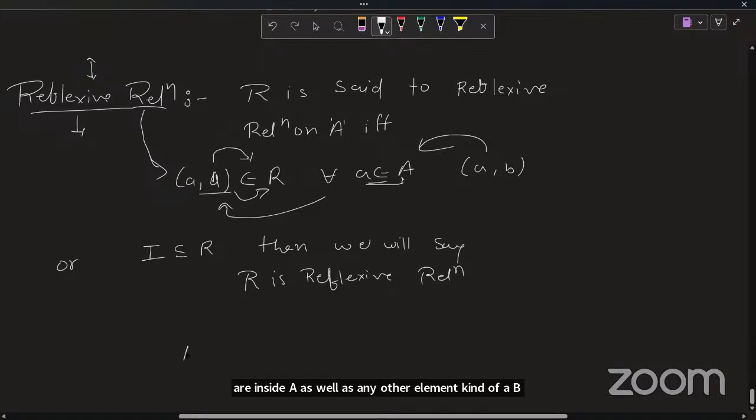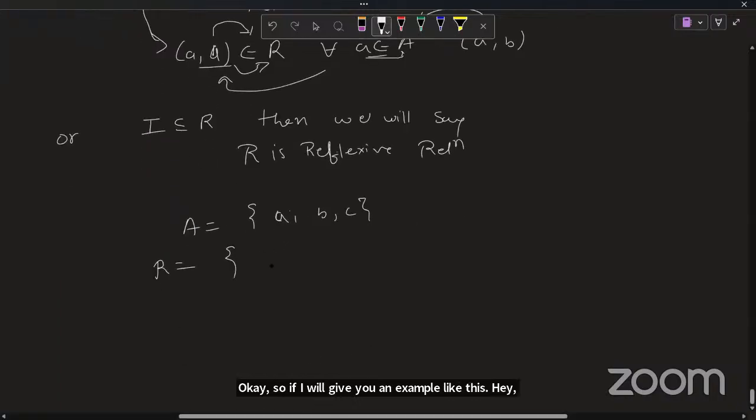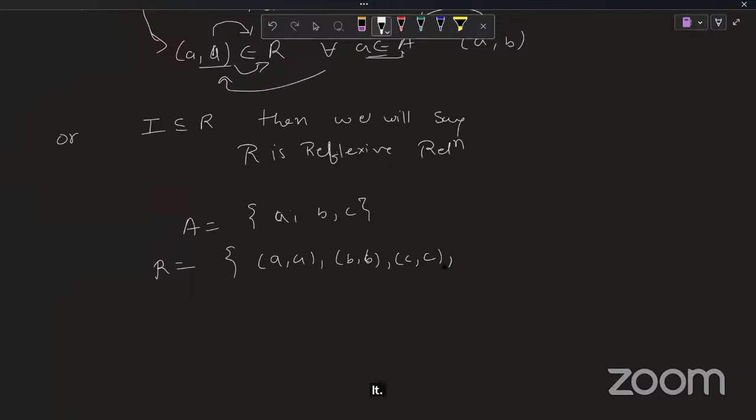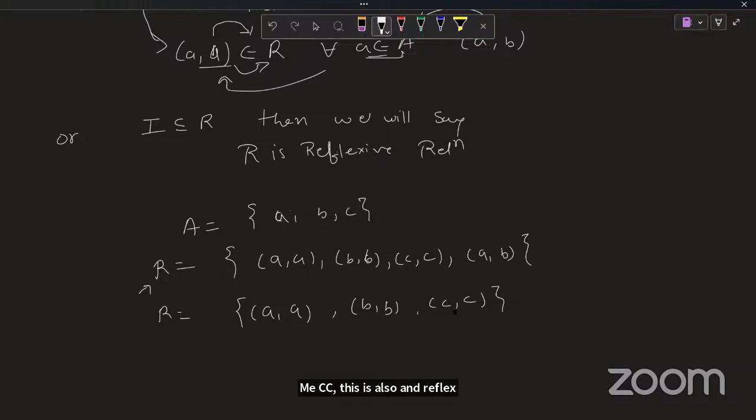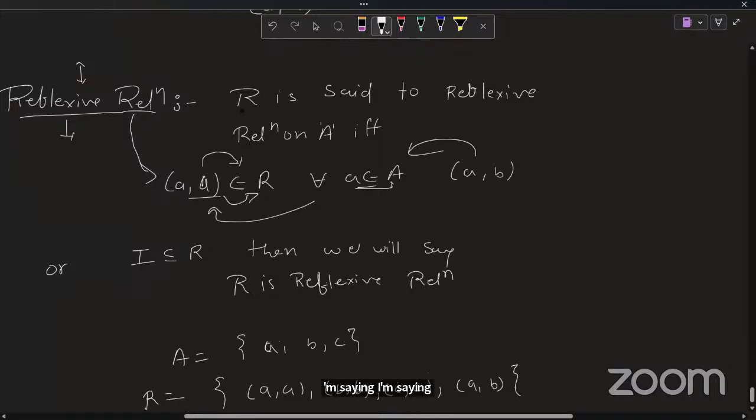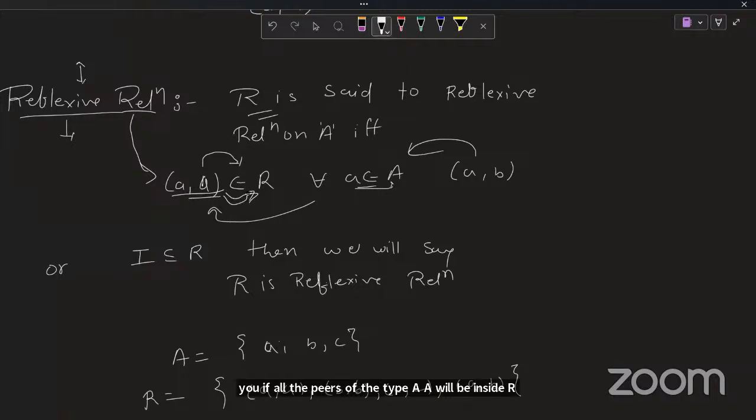If I give you an example, suppose A, B, C. If I take R as AA, BB, CC, and as well as AB, this is also a reflexive relation. If I give you another example, AA, BB, CC, this is also a reflexive relation. So a relation is said to be reflexive if all the pairs of the type AA are inside R. That is the definition.